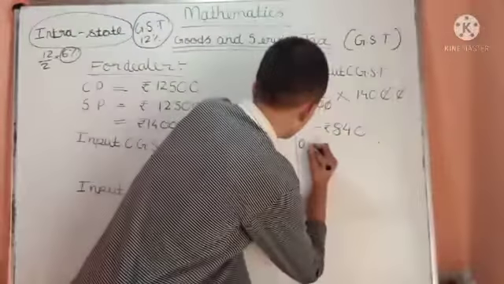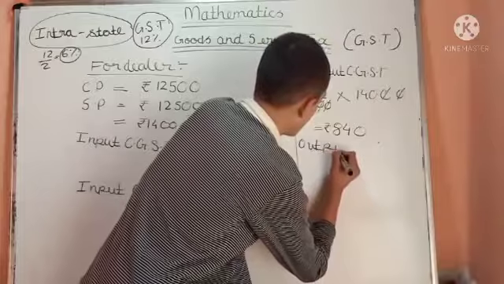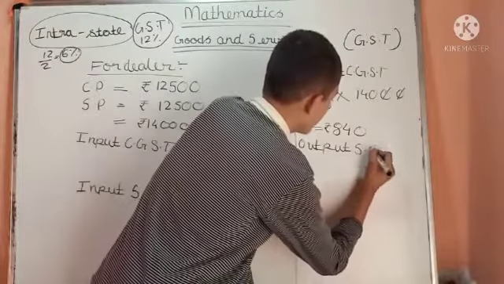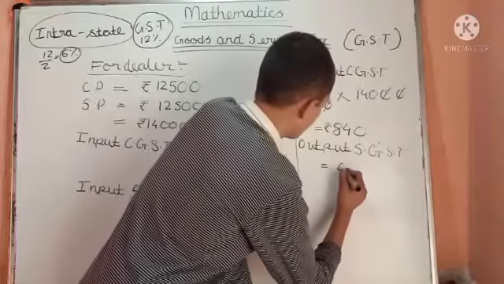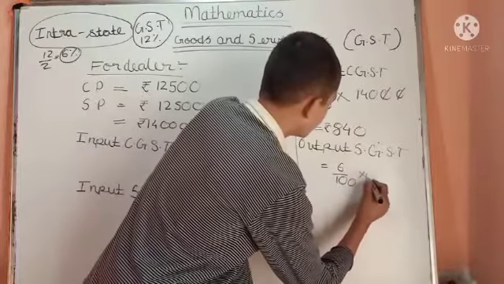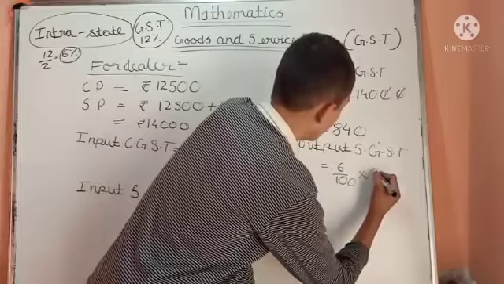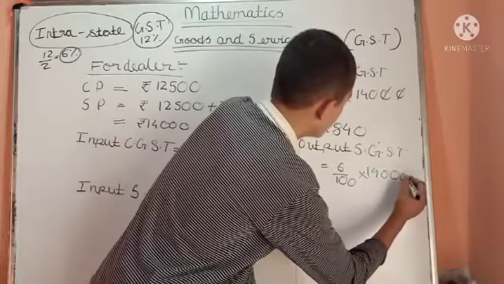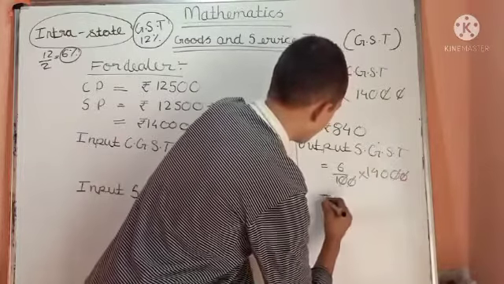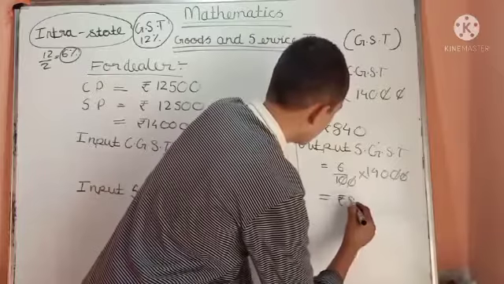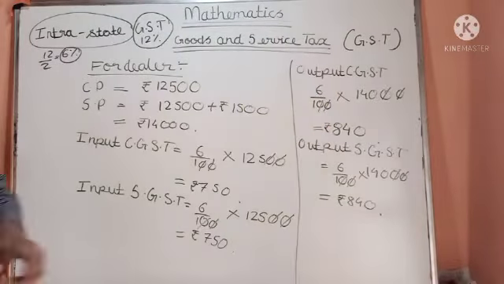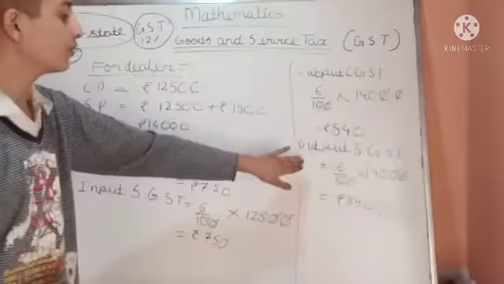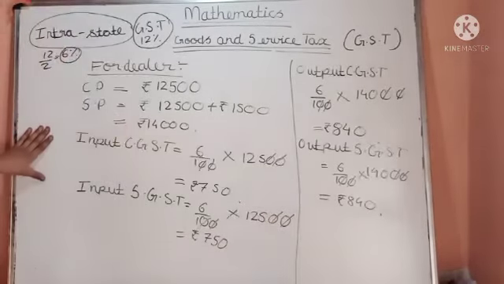Output SGST is 6% of SP, 14000. The zeros cancelled, and when we multiply we get rupees 840. So this is output CGST and output SGST, and here it was input CGST and input SGST.